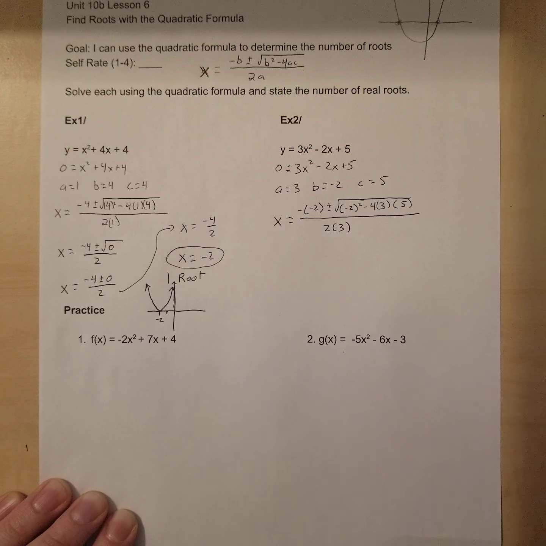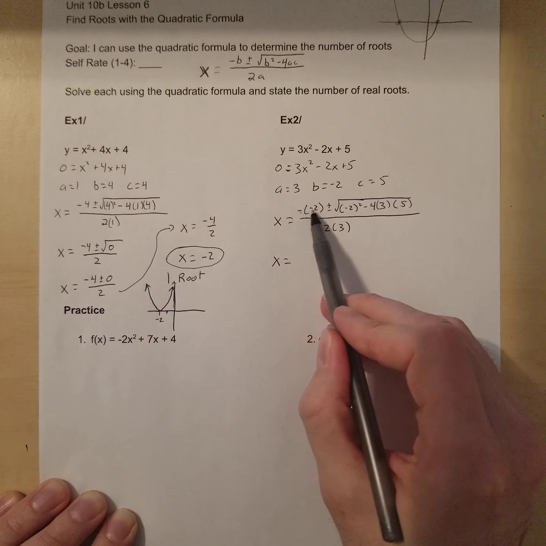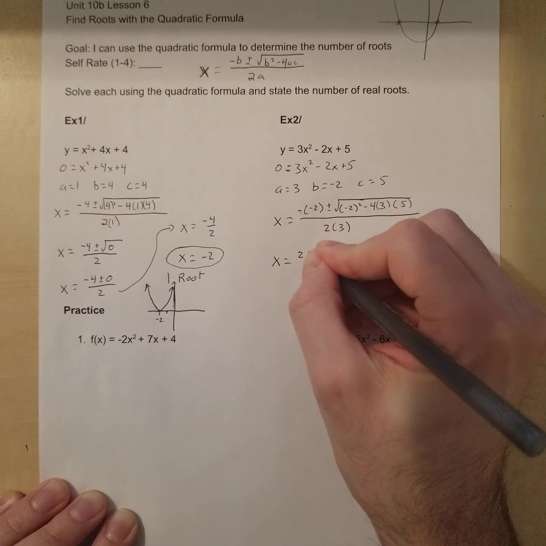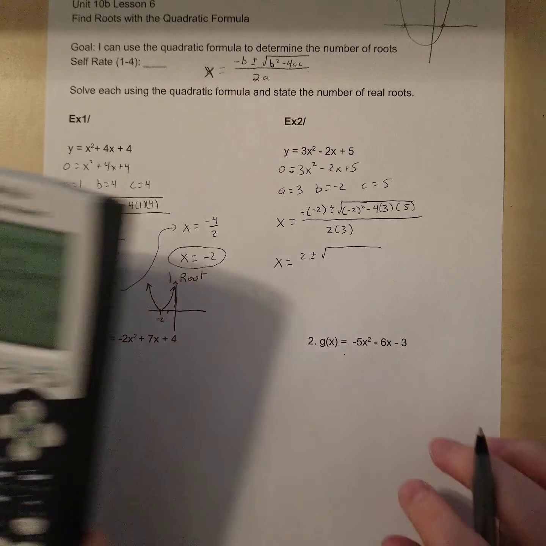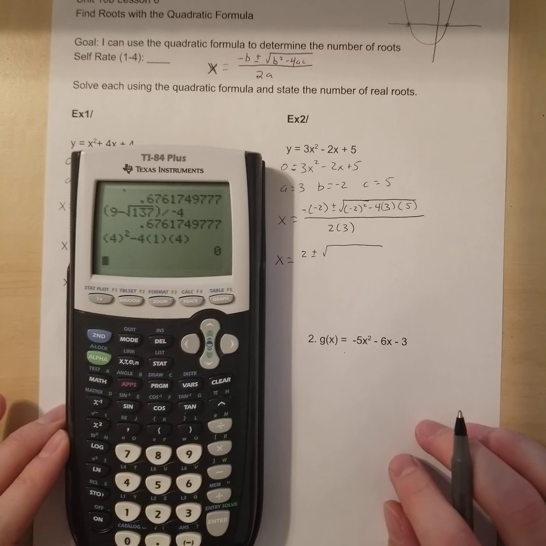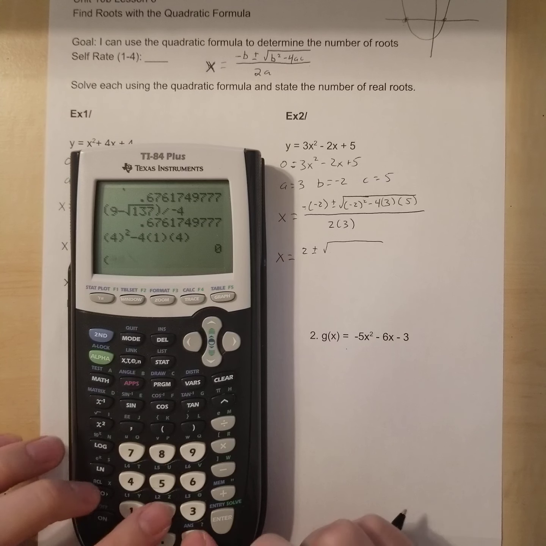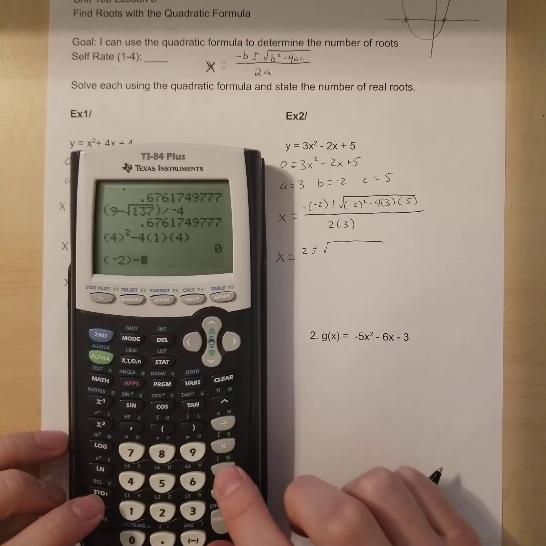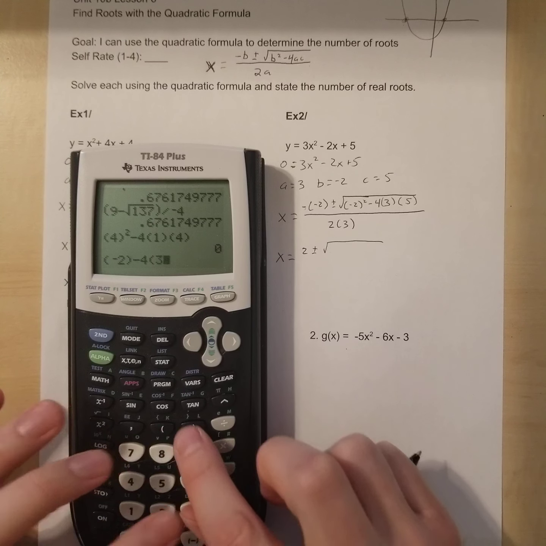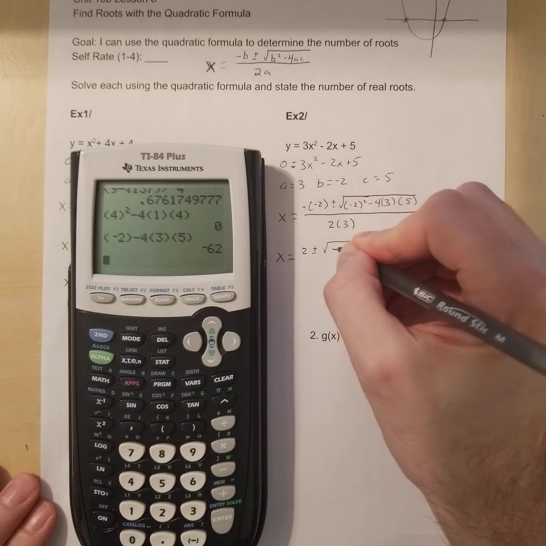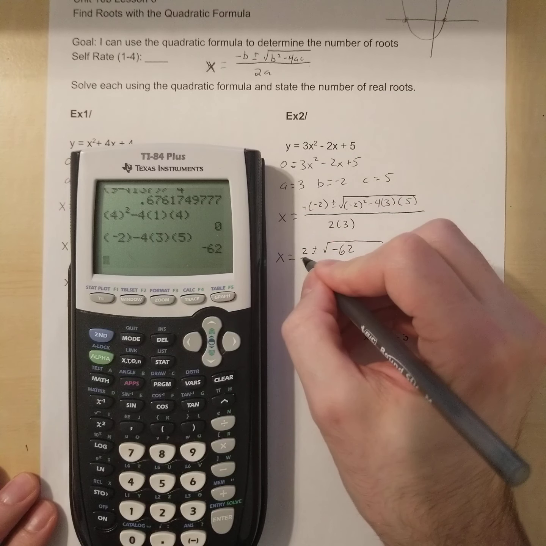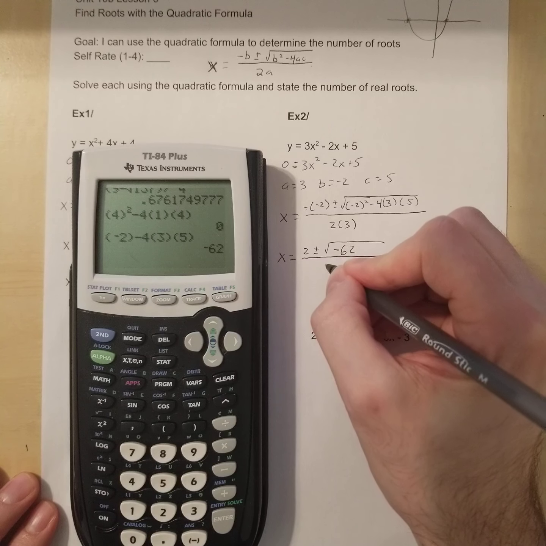Okay, so let's simplify each piece. The negation of -2 is +2. For my square root, I will put all of it into the calculator. I'll have -2 minus 4 times 3 times 5. And that gives me a -62. And 2 times 3 is 6.